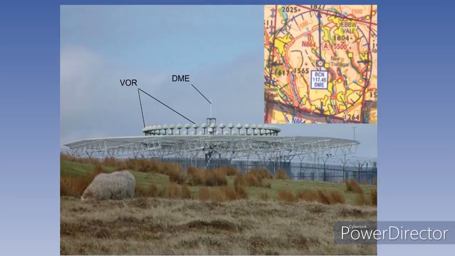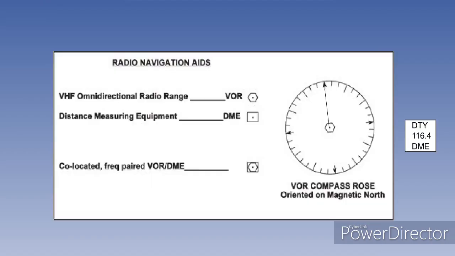Rho relates to range, and theta relates to bearing. The symbol for DME varies from chart to chart, and is shown on each chart legend. Here we see the legend on a topographical chart.